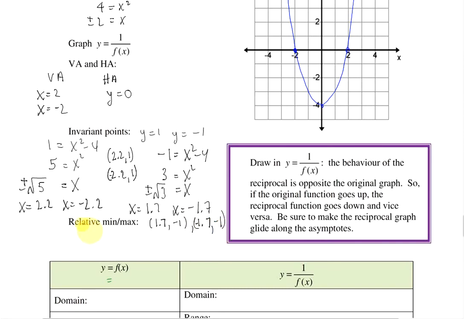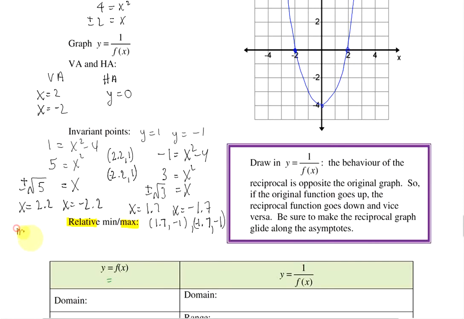Okay, now we're going to take a look at relative mins and max. Now, whether you have a relative minimum or a relative maximum is going to depend on whether your original function opens up or down. When your original function opens up, you are going to have a relative maximum. When your original function opens down, you're going to have a relative minimum value. Okay, so because our parabola is opening up, we're going to have a relative maximum point.